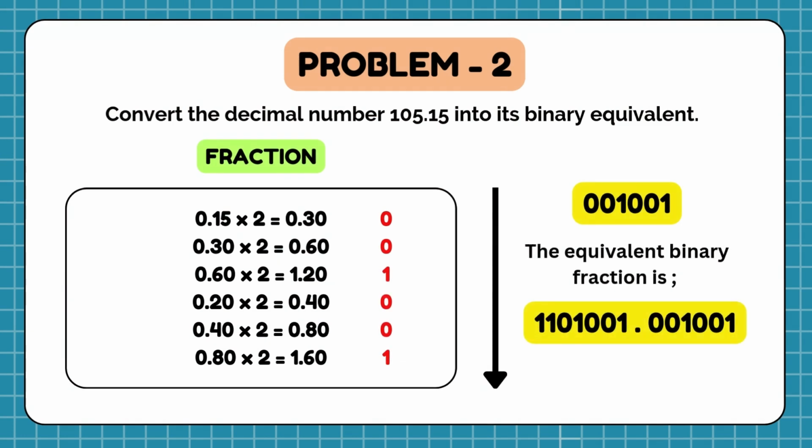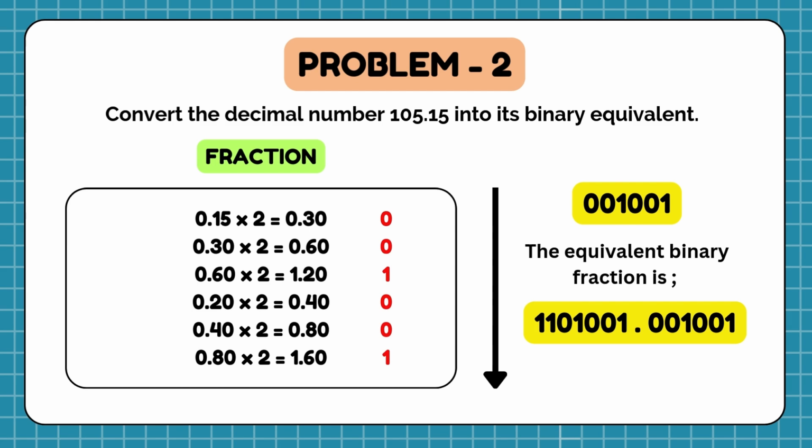0.15 multiplied by 2 is 0.30. The integer part is 0. 0.30 multiplied by 2 is 0.60. The integer part is 0. 0.60 multiplied by 2 is 1.20. The integer part is 1. 0.20 multiplied by 2 is 0.40. The integer part is 0. 0.40 multiplied by 2 is 0.80. The integer part is 0. 0.80 multiplied by 2 is 1.60. The integer part is 1.